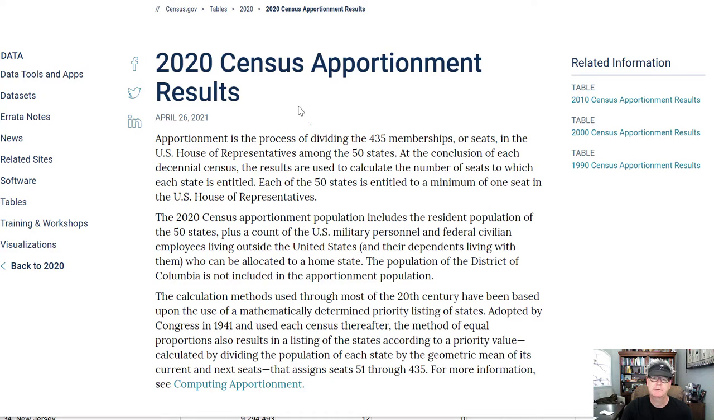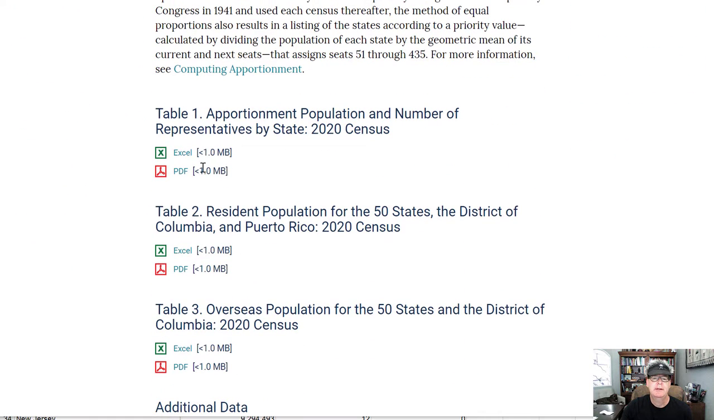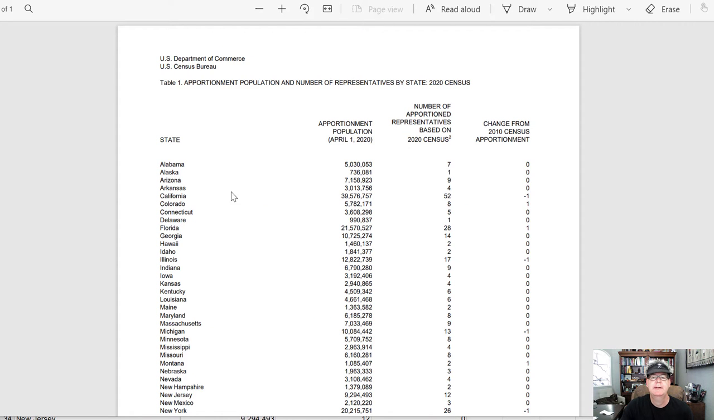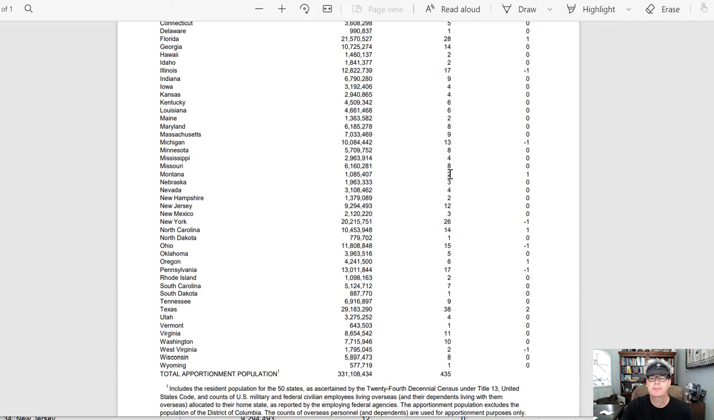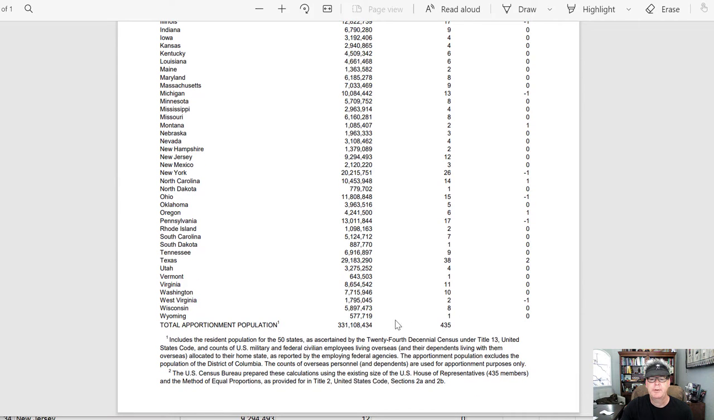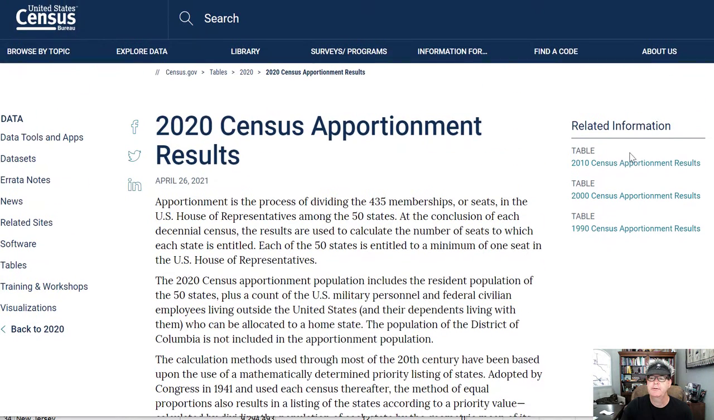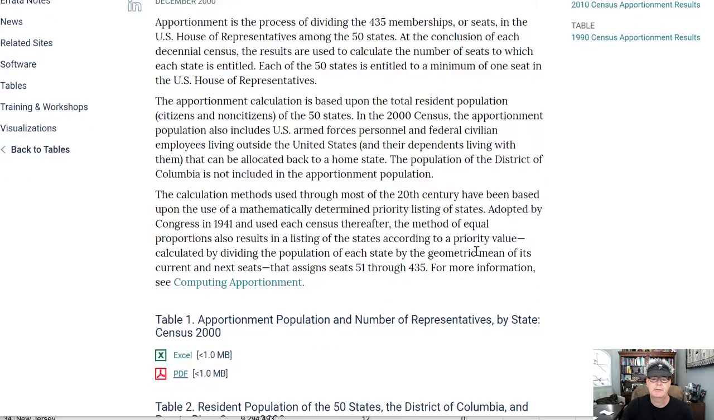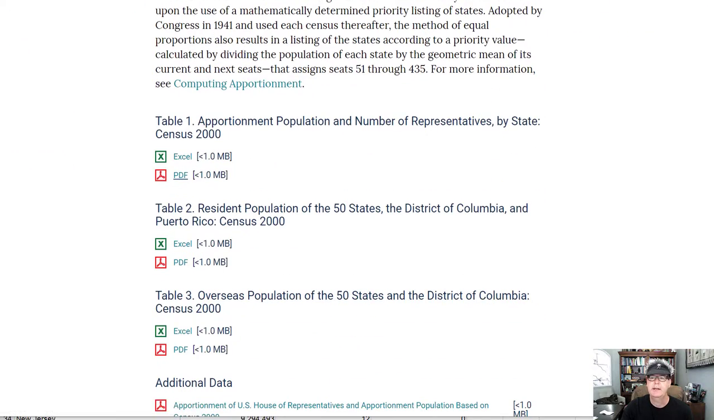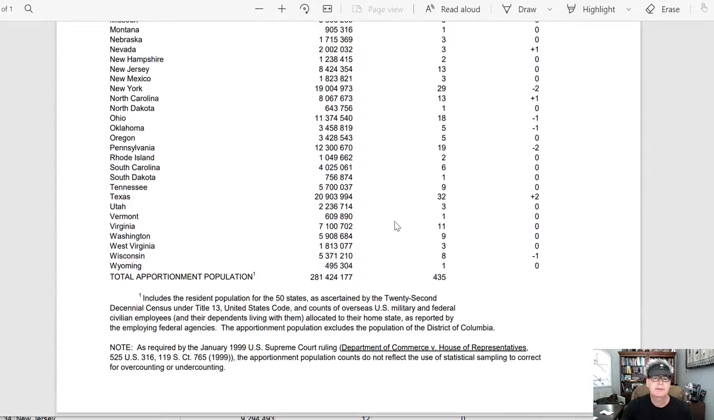So we've got 2020. You can just get those in PDF or Excel nowadays on the internet, of course, through the Census. So here's the 2020 population, 331 million, the official tally for the 50 states. You can go and get other years too, 2010, 2000, 1990. So for example, for 2000, again, Excel, PDF. In 2000, the population is 281 million.